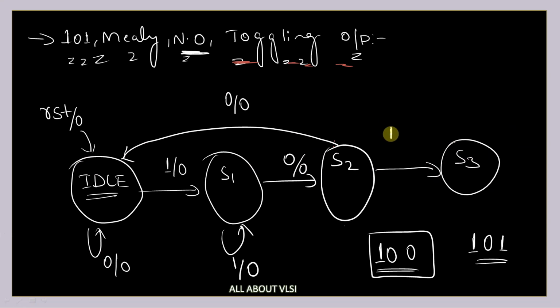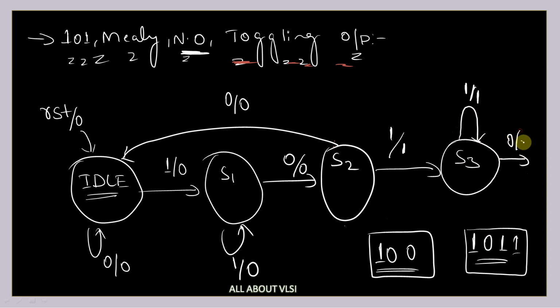If my input is equal to 1, output is equal to 1. Now, if I am in S3 state, I have the sequence 101. If I get one more 1, what state should I go? I'm going to stay in the same state, and my output is 1 itself. But if I get 0, I will go to the next state, which is known as S4.